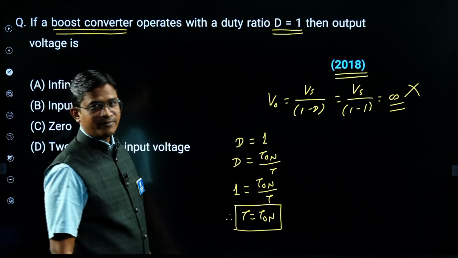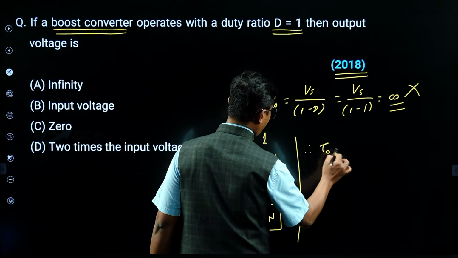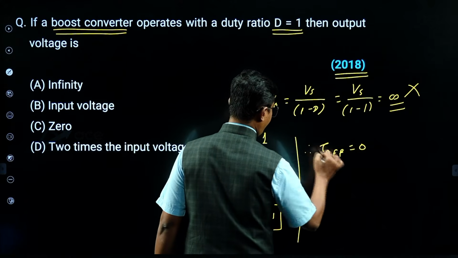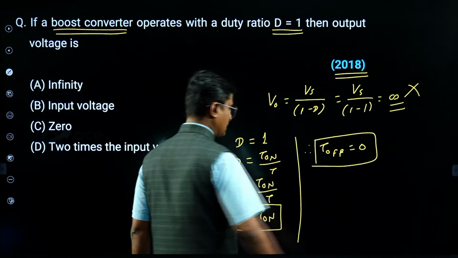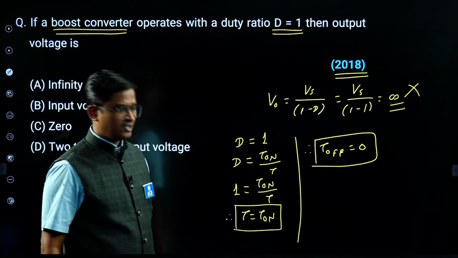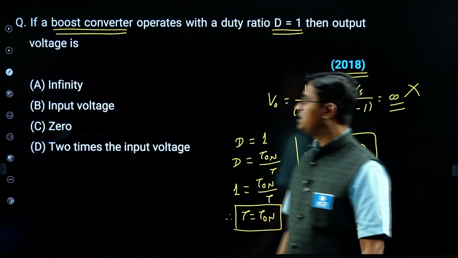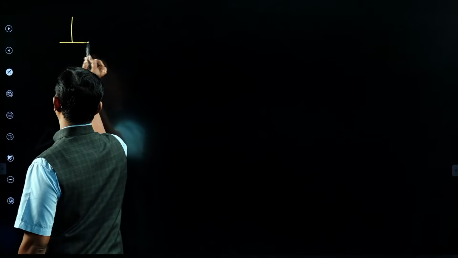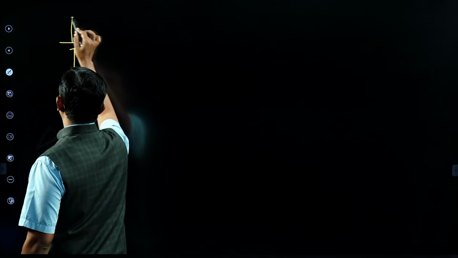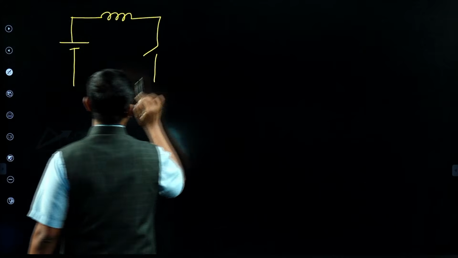Then what is the off time? T off will be equal to 0. If T off equal to 0, means in your circuit operation, your off time is 0. Tell me, if off time is 0, then in boost converter what will happen? Come on, recall the boost converter circuit diagram. This is my boost converter.